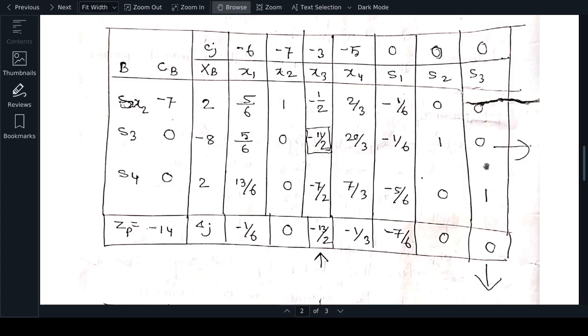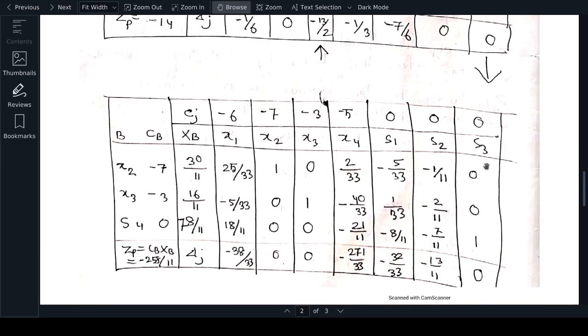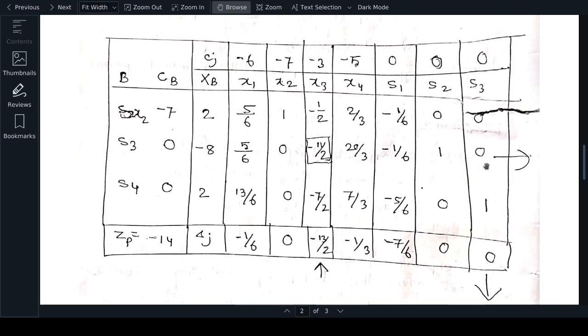Next one is 1, next 0. So here we only check the ratio of minus 13 by 2 divided by minus 11 by 2, and the next one is minus 7 by 6 divided by minus 1 by 6. Ultimately you see this x3 column gives us the minimum ratio value, so the x3 column is our incoming vector or key column. When this is our key column, S2 will go out and be replaced by X3.